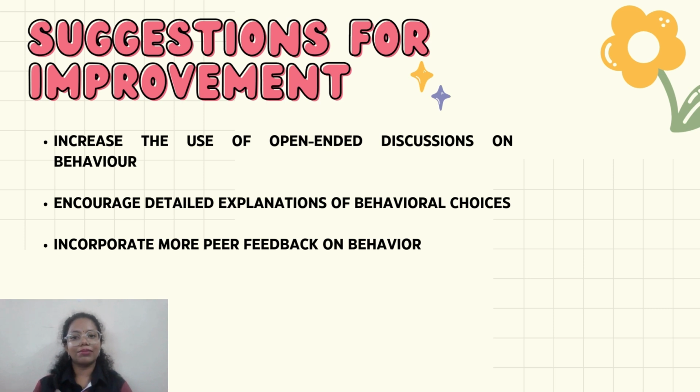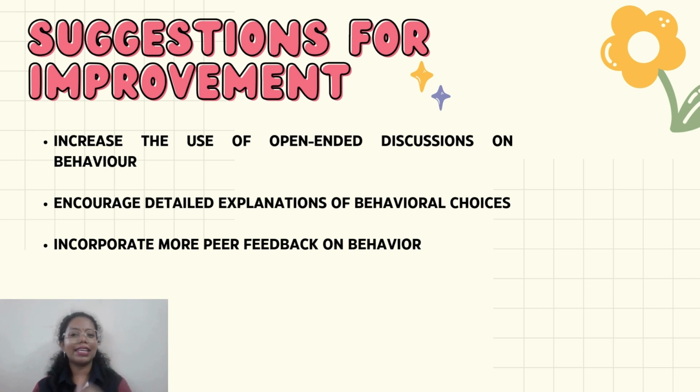Now, let's look at some suggestions for improving behavior management. So, first of all, increase the use of open-ended discussion on behavior. A great way to enhance behavior management is by increasing the use of open-ended discussions about behavior. Often, we give students instruction on how to behave, but don't explain why these behaviors are important. Encouraging students to think critically about their behavior can help them to internalize classroom norms.